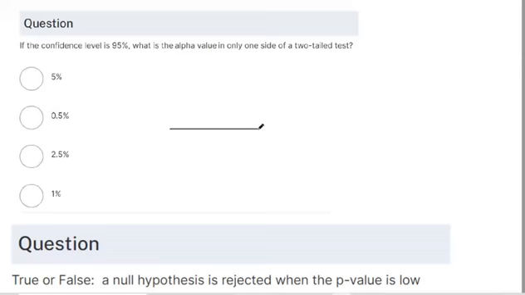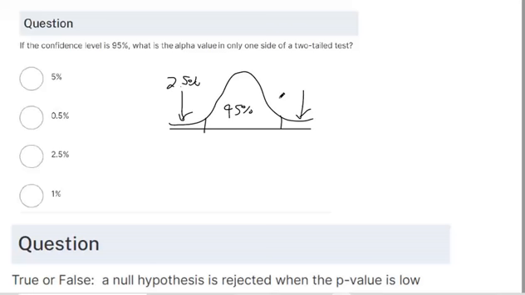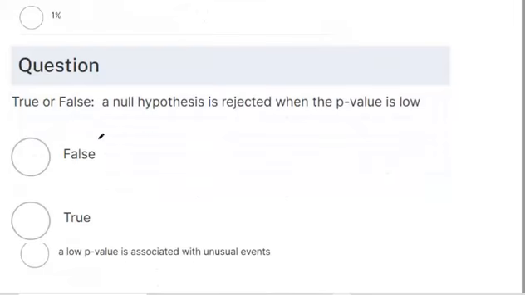If you construct a 95% confidence interval, that means you're hoping to capture 95% of the area of something that looks normally distributed, at least for this class, okay? So you want 95% in the center, which means you only have 2.5% for each tail, right? Because it has to add up to 100%. So what is the alpha value in only one side of a two-tailed test? It's 2.5% or 0.025 in other words.